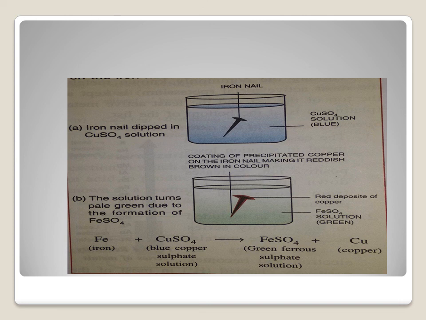This is because iron, which is more reactive compared to copper, goes into the solution while copper is deposited on the iron nail. We have the equation Fe plus CuSO4 gives FeSO4 plus Cu. This activity shows that iron is more reactive than copper, so iron can displace copper from its solution of copper sulfate.